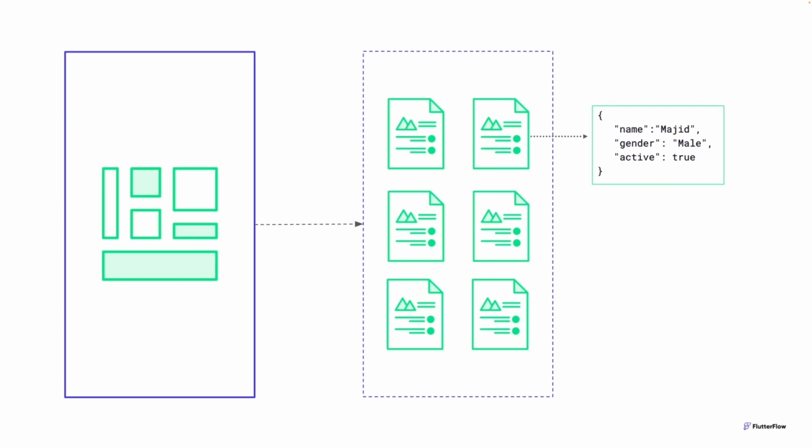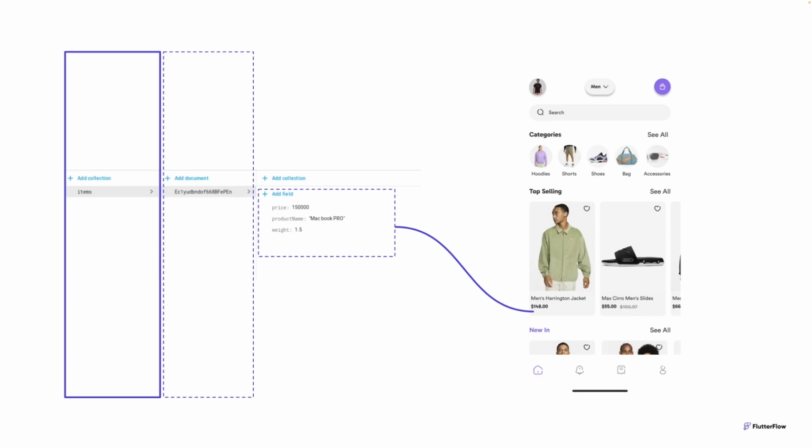Firestore's data structure consists of collections and documents. Collections are containers for documents, and documents contain fields that store individual pieces of data. Let's consider an e-commerce app. You may have a products collection containing multiple product documents, and each document can hold product detail fields.